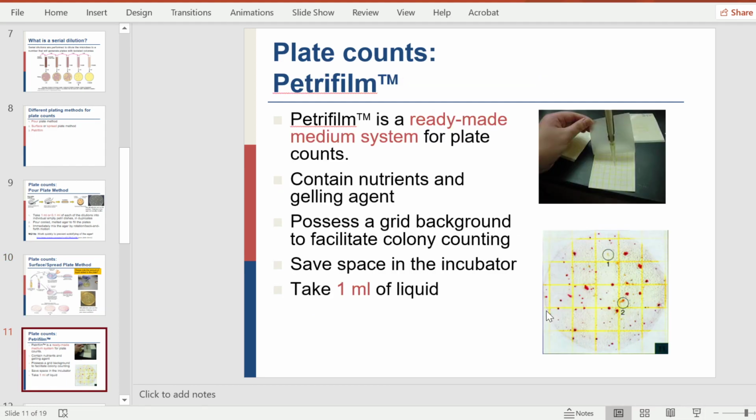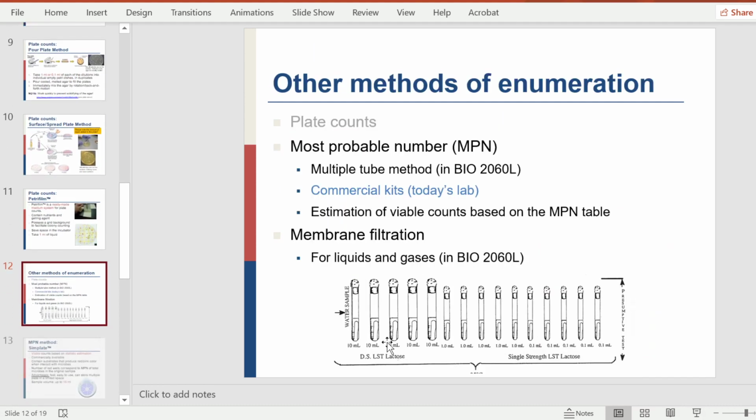So the next one is going to be Petri film. This is very similar to the surface spread plate, but it has a pre-made medium, and you're not going to be pouring anything. But this is going to be more industrial scale, so it's a smaller product, takes up less space, so it allows you to save space in the incubator, and it's also designed to be a little bit more user-friendly, but it's also going to be more expensive. So with this, you just take 1 milliliter of the liquid, you place it on, and then you're going to be able to count how many organisms you have, either based on the square centimeter or the total liquid amount, okay? So there's a video on Blackboard for that as well.